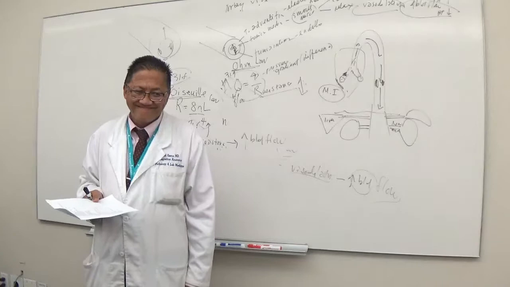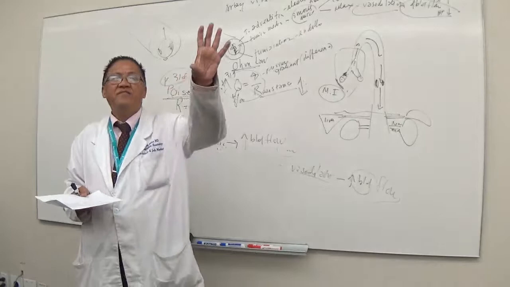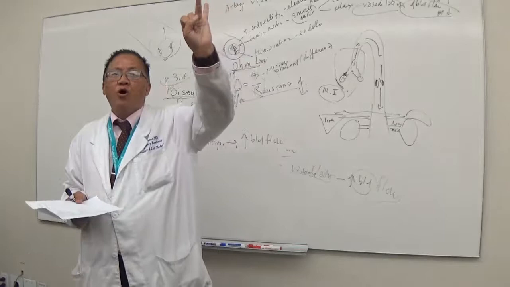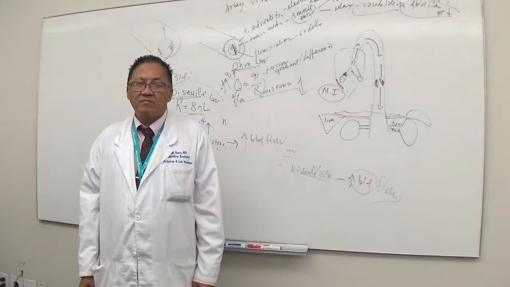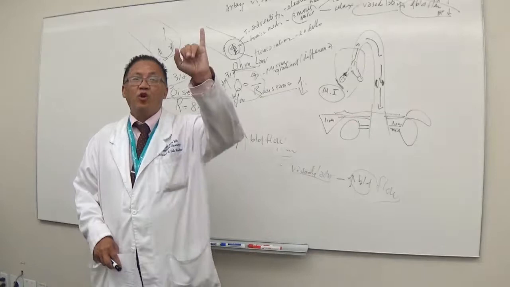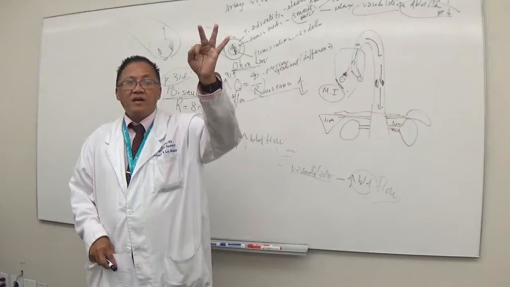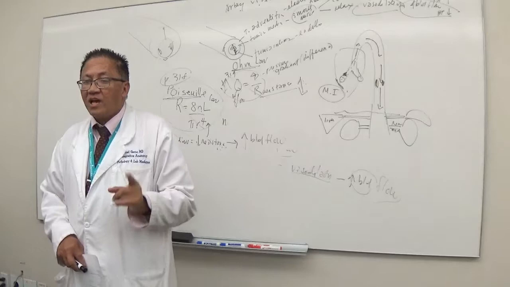Remember the cardinal signs of inflammation. Dolor, pain, which is a symptom. What about calor? Sign or symptom? Sign, because you can use your hand to feel the warmth of that lesion in the leg. What about rubor? What is rubor? Redness. So you have dolor, calor, caliente in Spanish. And then what is rubor? R-U-B-O-R. Redness. And what is tumor? Tumor. Increase in size because of the swelling.